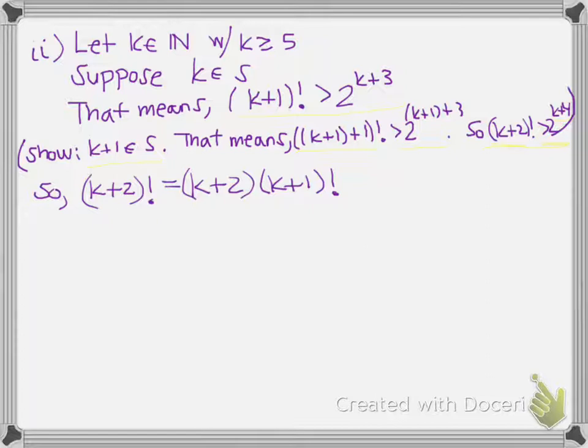All right. And now right here, I'm going to make a note. By the inductive step, we know that k plus 2 times k plus 1 factorial is greater than k plus 2 times 2 to the k plus 3. Okay, so let me stop for a minute and explain how do we know that.